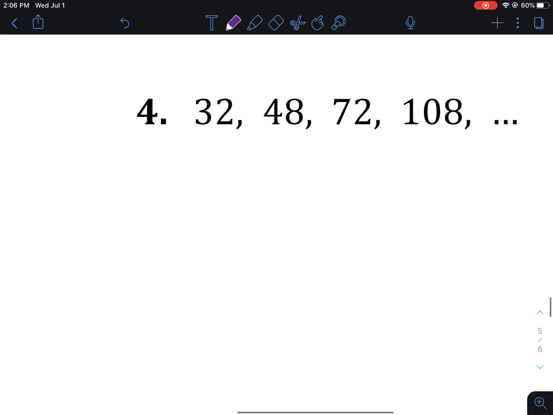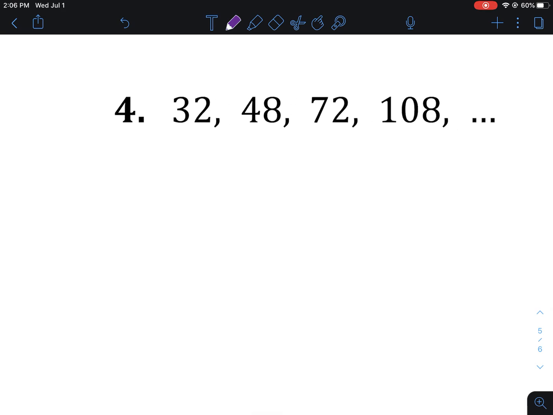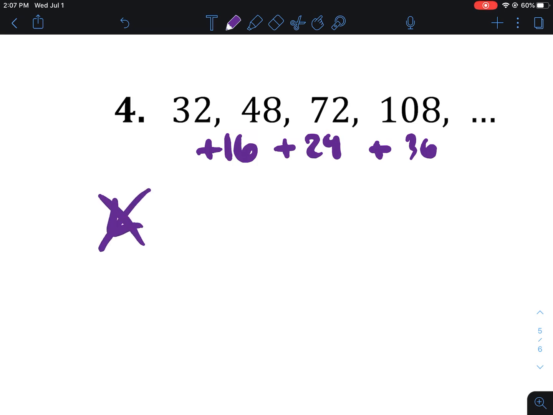All right, last one here is probably the trickiest one, and it's not immediately obvious what's going on here. If you check for addition, let's try it. This is plus 16. This one is plus, let's see, what's that, 24. This one is plus 36, maybe? Something like that, yeah. So it's not linear, so it's adding by different amounts. So cross linear off your list.